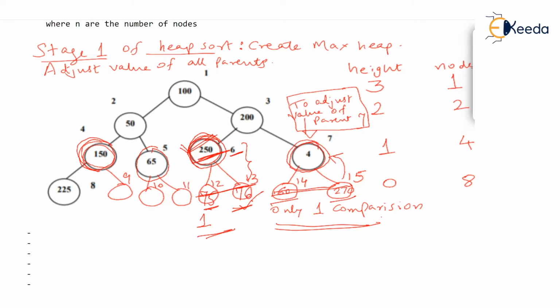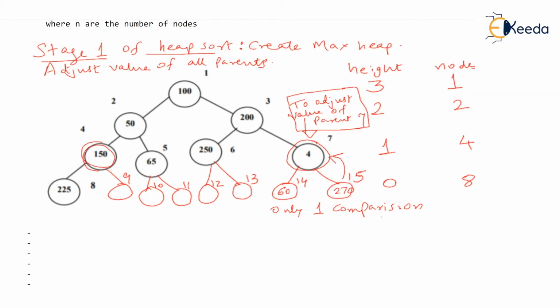What I want to point out is a very important observation. If you are talking about nodes at height 1, observe the height here. These four nodes, the 4th, 5th, 6th, and 7th nodes, are located at height 1. Remember, height starts with 0 at the bottom and then increases upwards. So if you observe these four nodes which are located at height 1, then for fixing the value of each node in stage 1, we just needed one comparison.